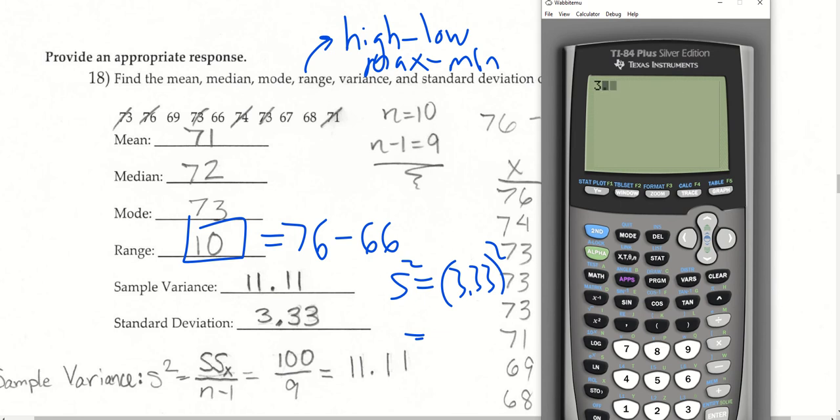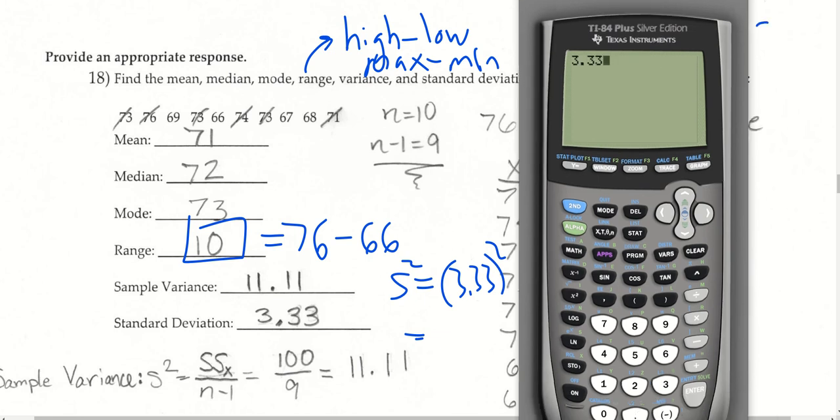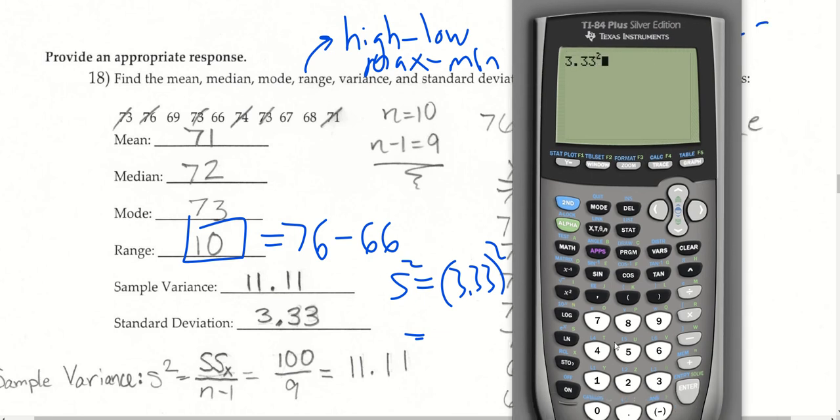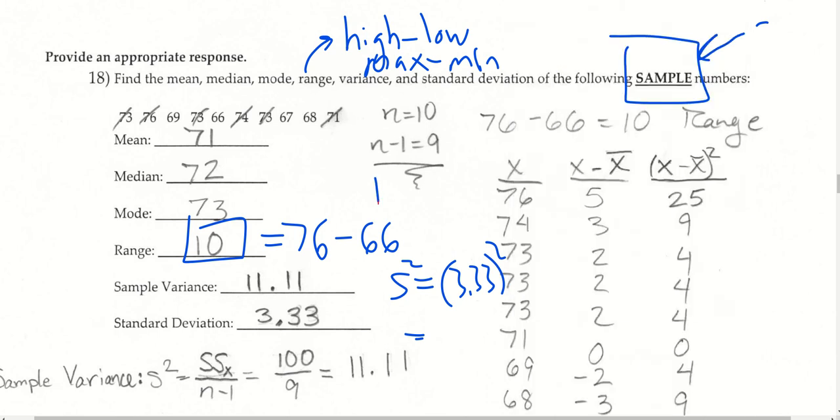So 3.33, you can either multiply it by itself or there's this x squared key like this, hit enter. To one decimal place, it would round to 11.1. Here they actually don't say how to round it, but I'll give you very specific directions on the test.